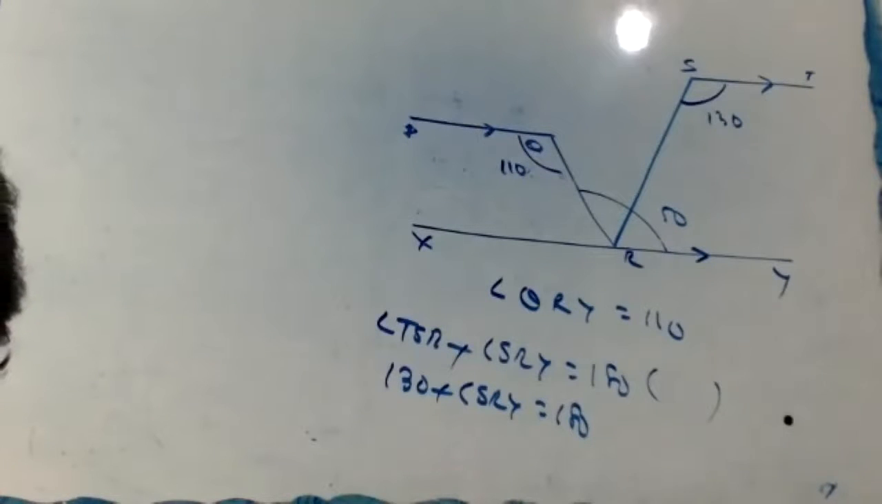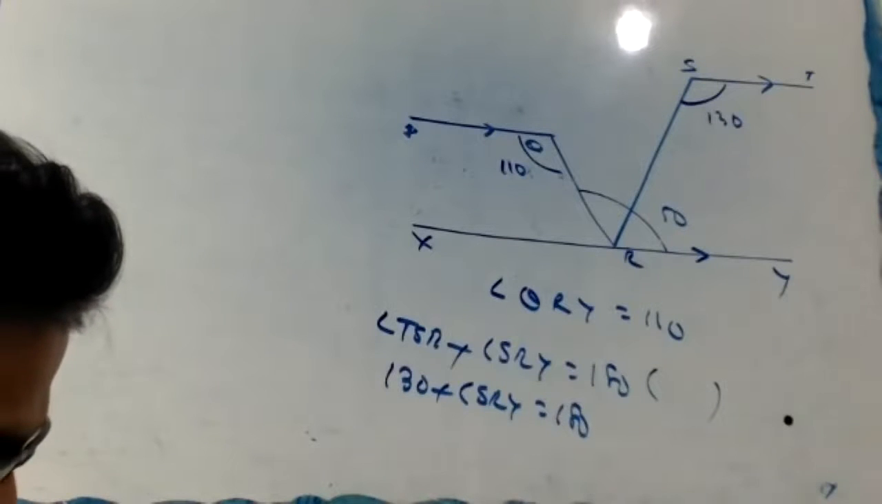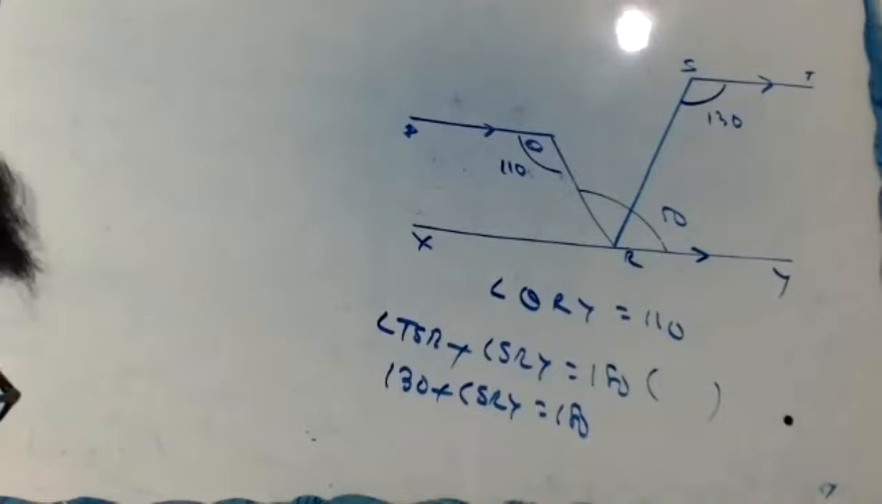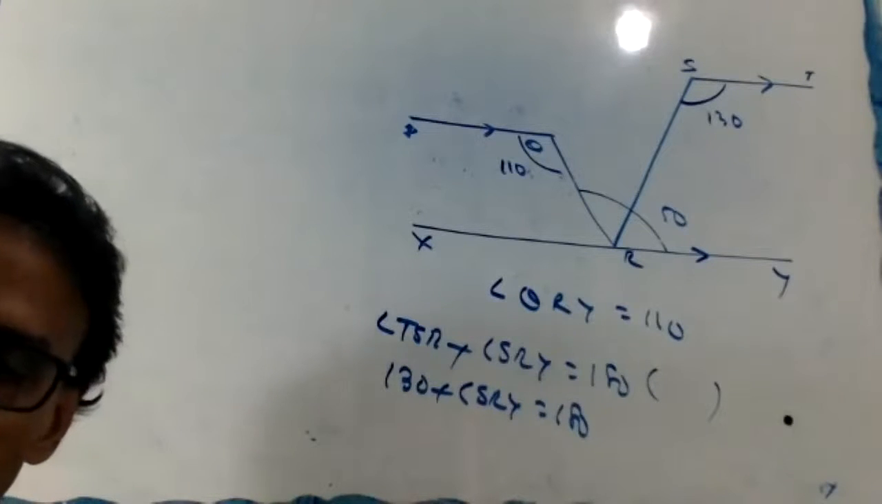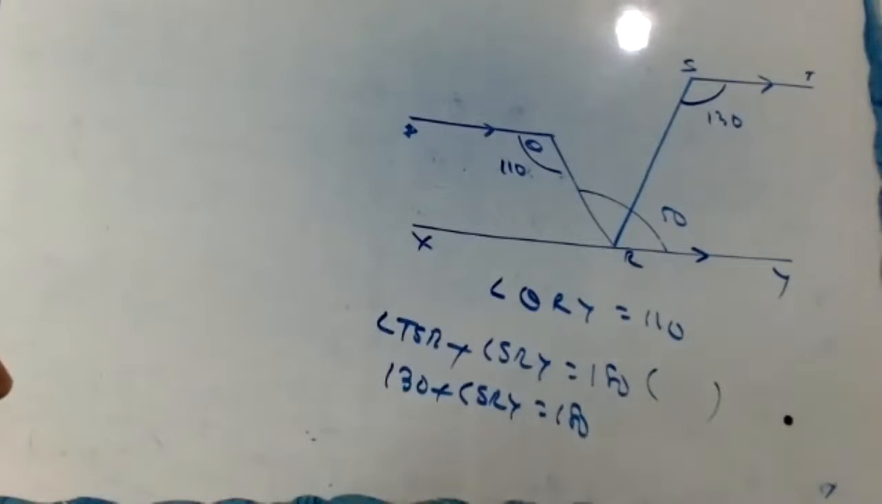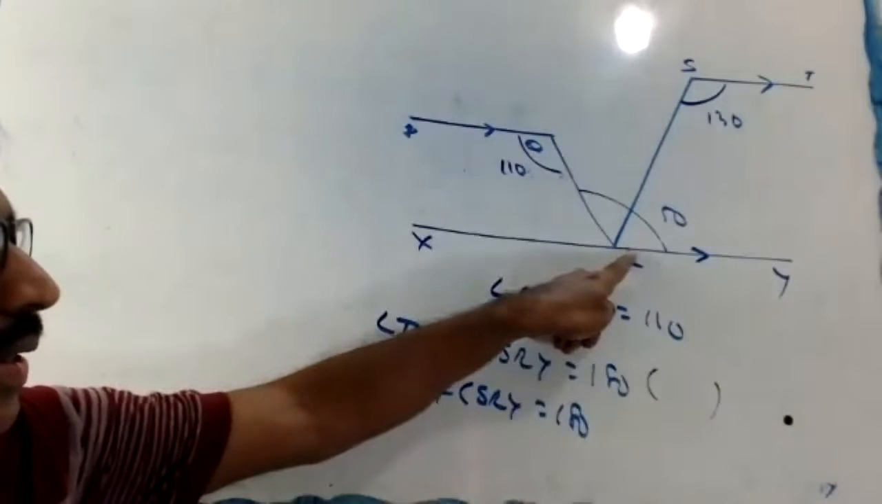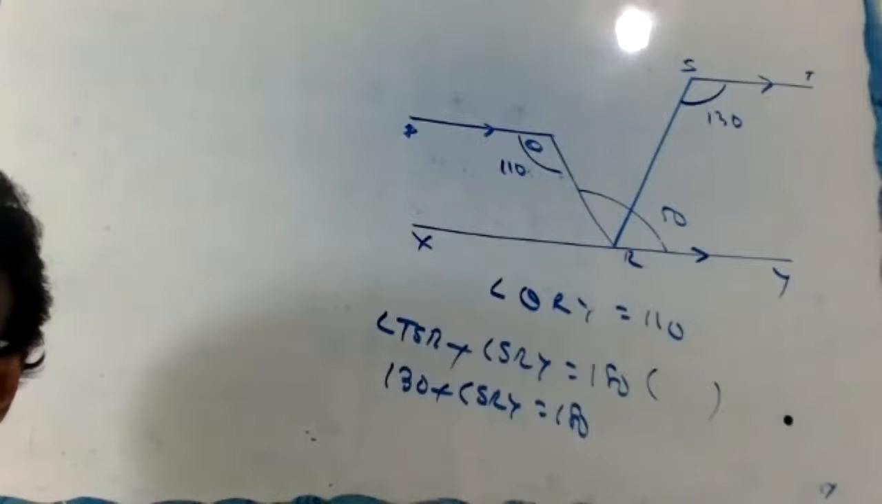First what? Construction. First you write construction. Through R, draw a line XY parallel to PQ or ST. Through, like this, through R. Okay, I'm writing now. Listen here. Through R, draw a line XY parallel to PQ or ST. Then, after that, angle PQR equal to angle QRY. QRY equal to 110. Reason what?